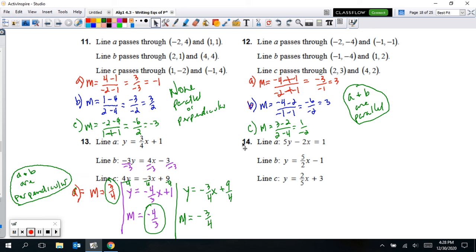Go ahead and do the same thing on 14. Identify which ones, if any, are parallel or perpendicular of those lines.